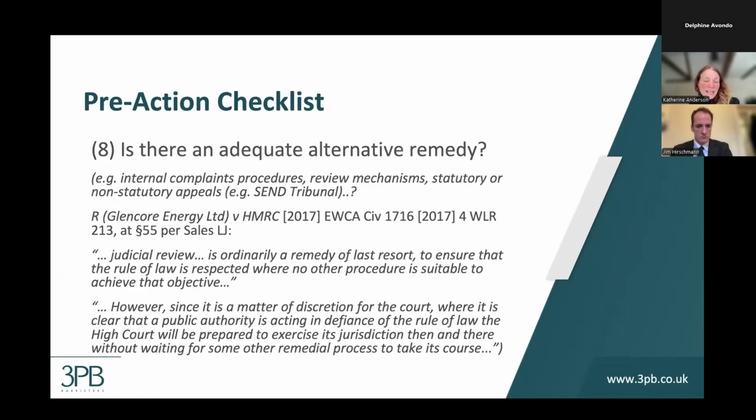That said, case law flags it is a matter of discretion for the court, and if it is clear that a public authority is acting in defiance of the rule of law, the High Court may decide to step in, regardless that there may be an adequate alternative remedy.